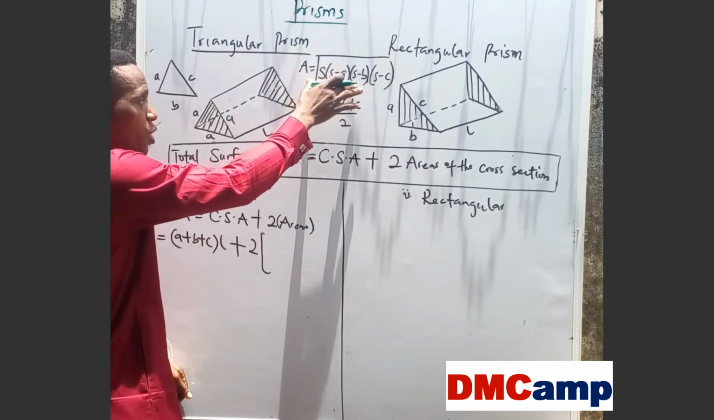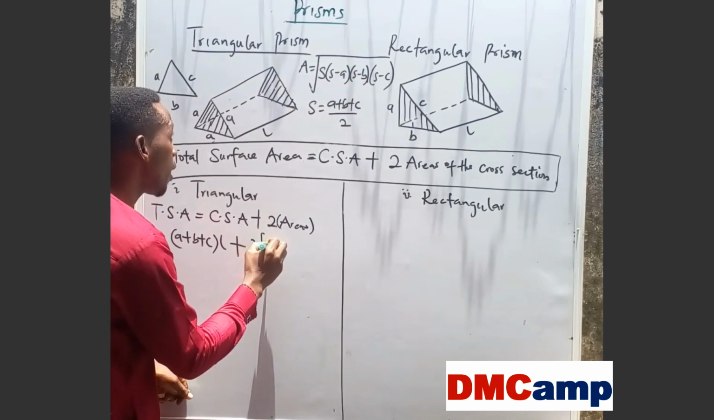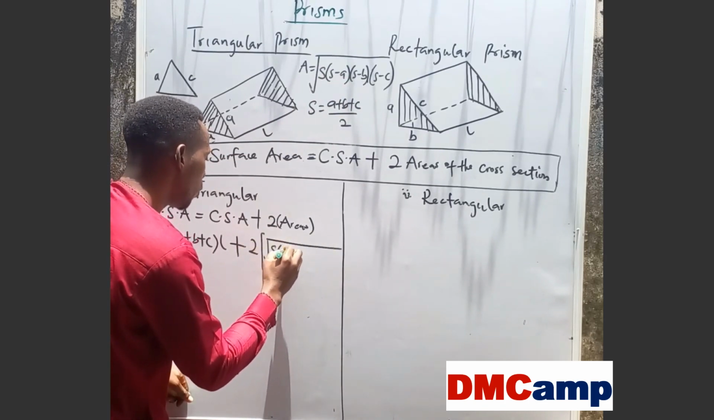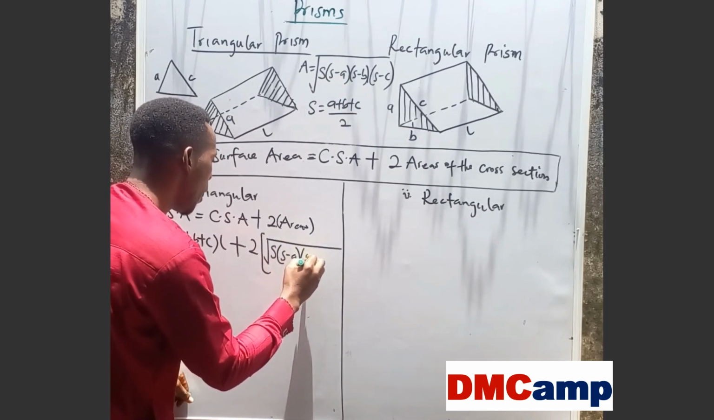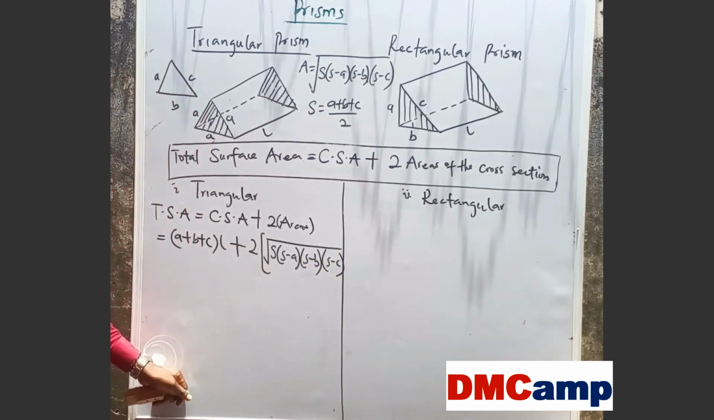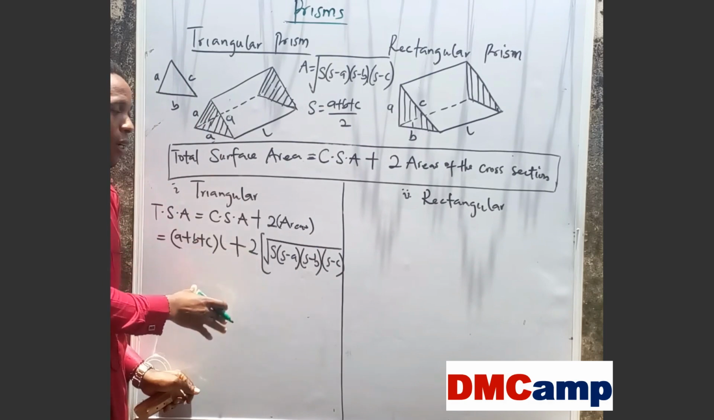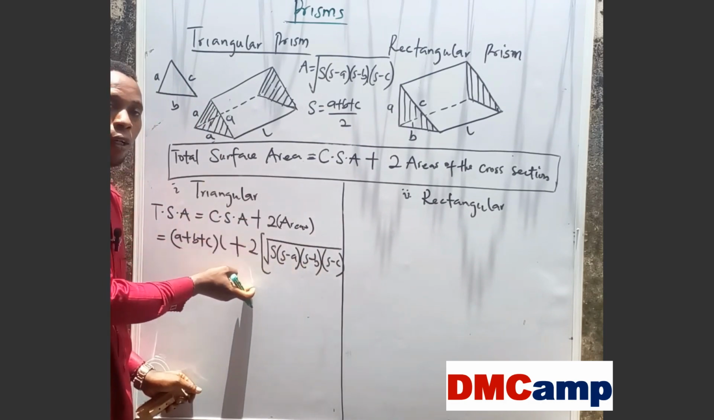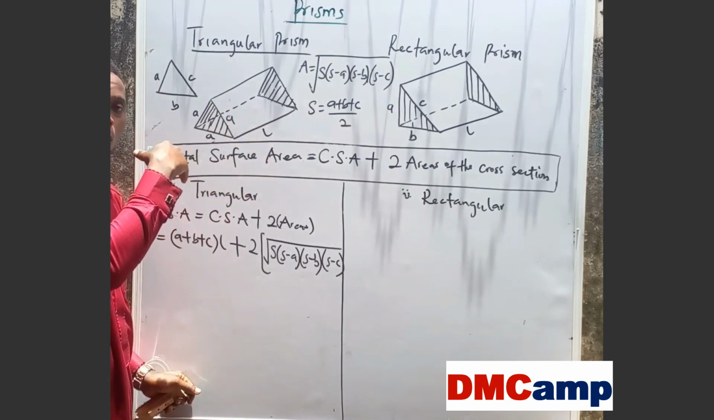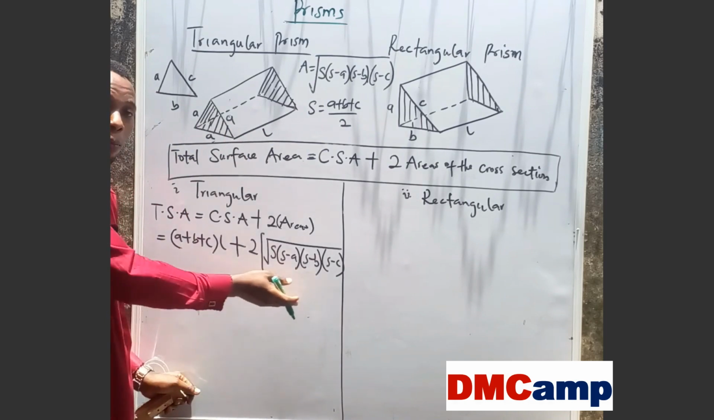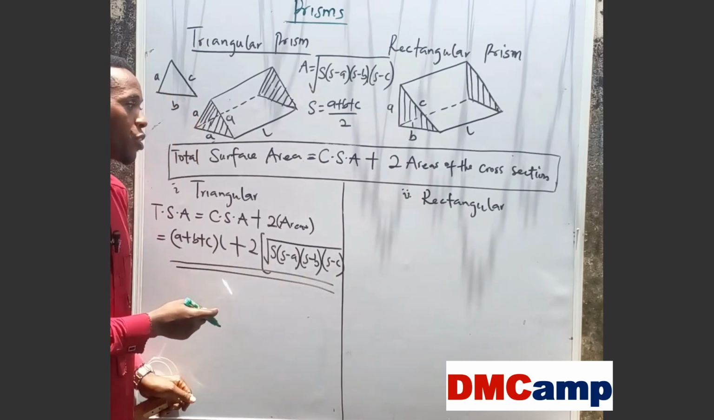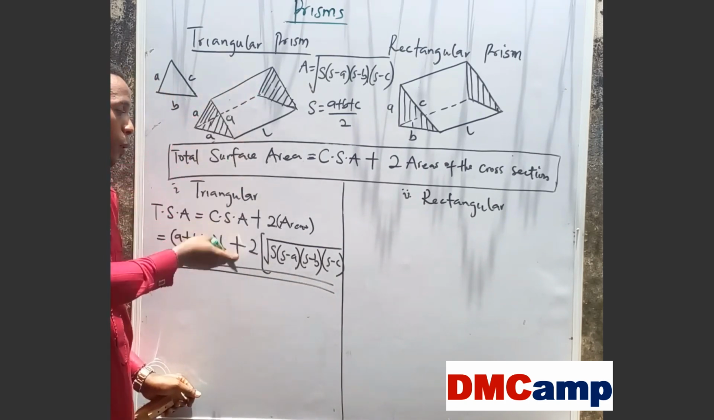Now, always use this Hero's formula. So here you are going to have the root of S into S minus A, S minus B, S minus C. So that is the formula. We are still going to solve examples under this. I'll show you how to use this formula to get the areas of either a triangular or rectangular prism. We are still going to apply the formulas. So this is the total surface area of a triangular prism.